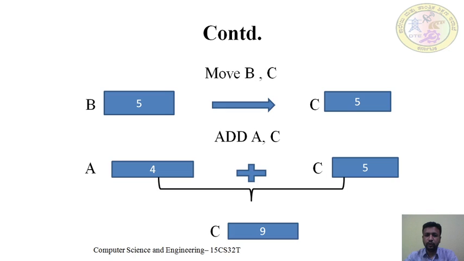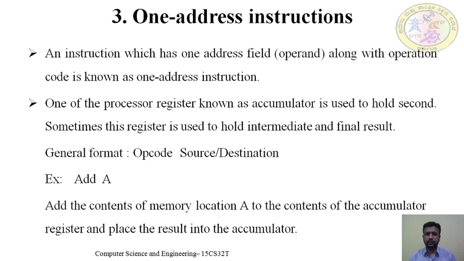The next one is one address instruction. An instruction which has one address field or one operand along with the operation code is known as one address instruction. So one address instruction is having only one operand along with the operation code. So here only either source or the destination. One of the processor registers known as the accumulator is used to hold the second operand. So sometimes this accumulator register is used to hold intermediate as well as the final results.